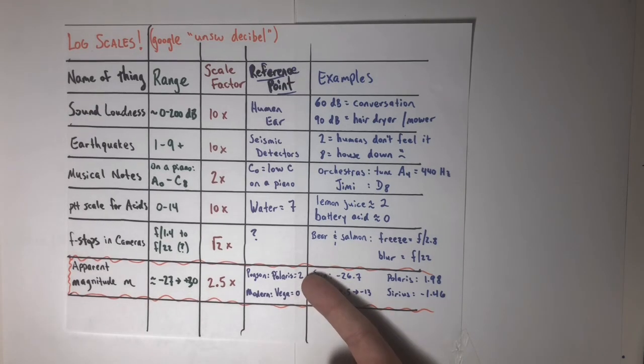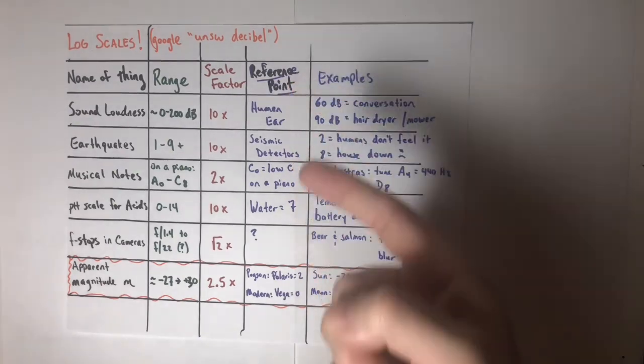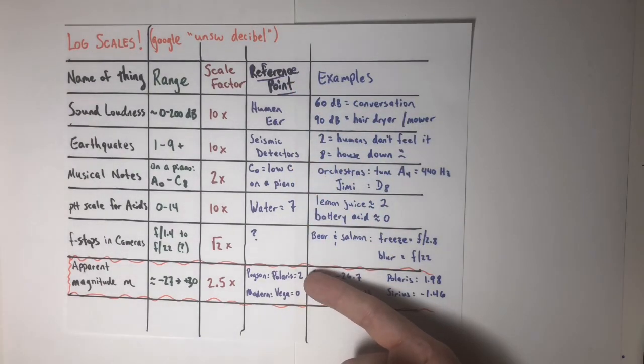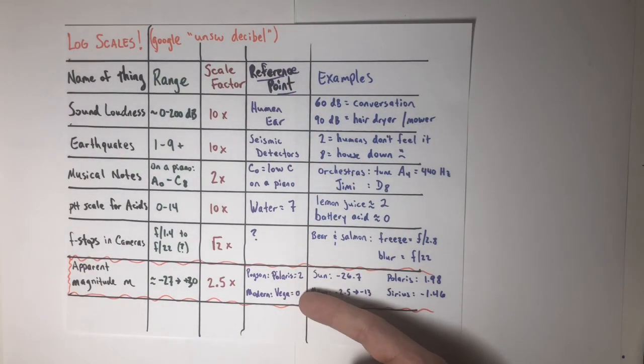In Pogson's system, Polaris was defined to have a magnitude of exactly 2, and that was the reference point for the apparent magnitude system in the 1800s. Near the end of the 20th century, we redefined the magnitude scale a little bit and set Vega to have a magnitude of 0. So our common modern standard is that Vega is defined to have a magnitude of exactly 0.